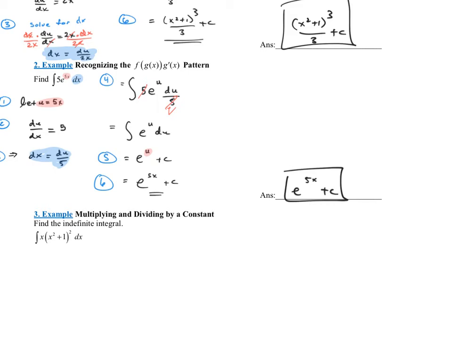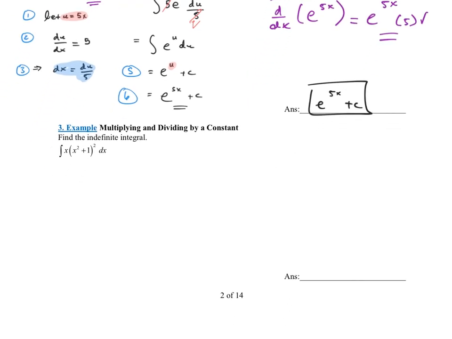How do we know? We can always check our answer. How do you check your answer? By finding the derivative of your answer, again, minus the plus c. The derivative of e to the 5x is copy-paste, but then you have to multiply it times the derivative of the inside, which would be 5e to the 5x, exactly as the original problem was, so we have the answer correct. Let's go on to the next one here.